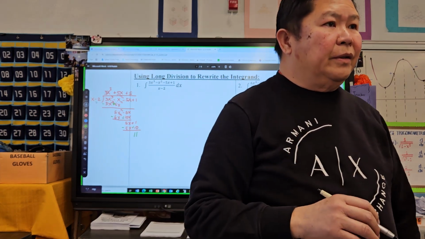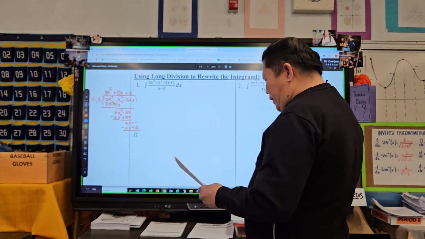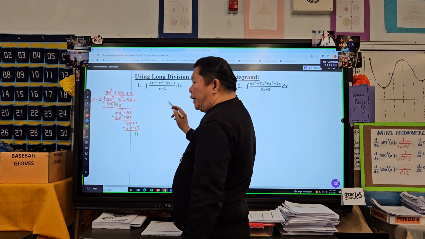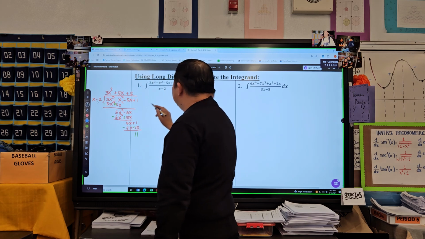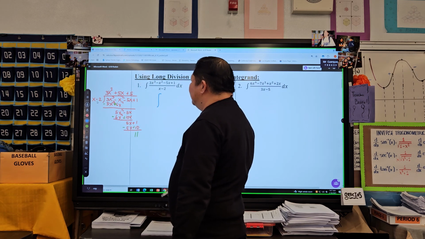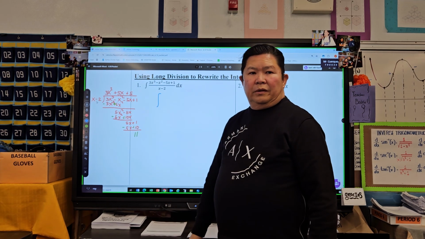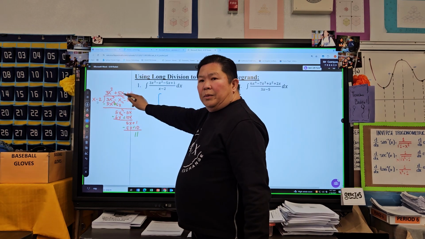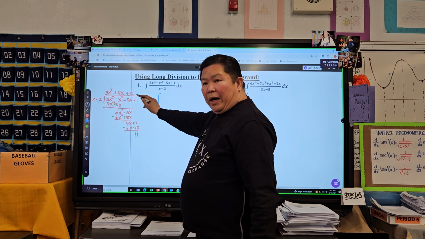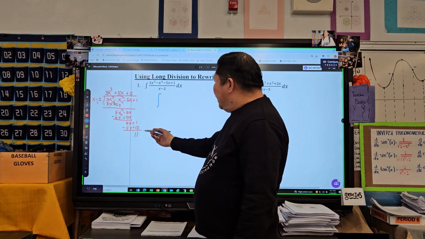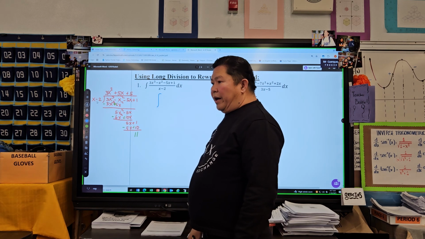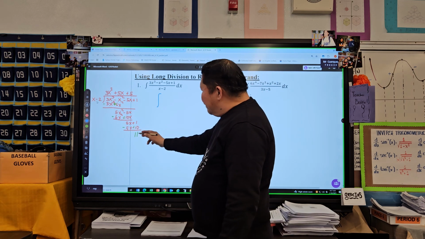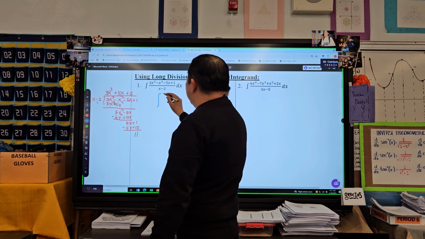You get me, guys? And then we now write this into the integral. From here, we can now rewrite into the integral of 3x squared plus 5x plus 5, and then plus 11 over x minus 2. You get me? This is the remainder. Okay?